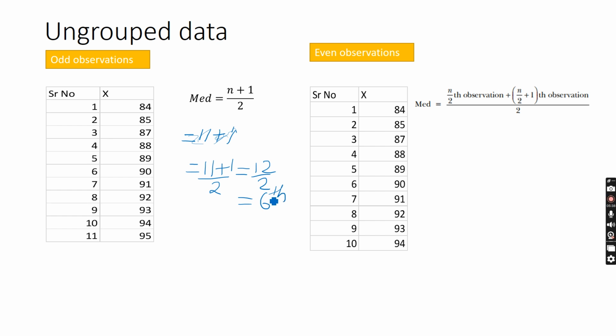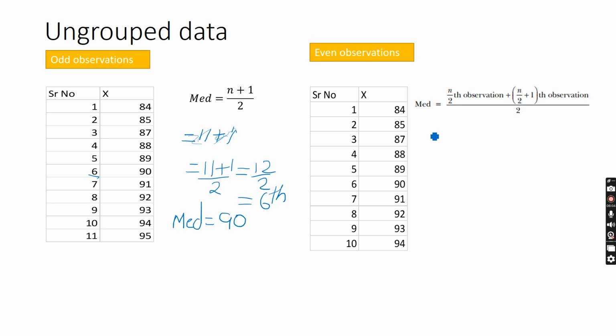Please note, median describes the position. It is a measure of location. So the sixth observation, or the sixth position, would be here, and the value corresponding to the sixth position is 90. So in this case, the median calculated would be 90, though it would be on the sixth position.